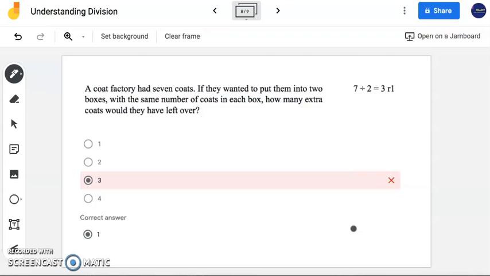Here it says a coat factory had 7 coats. If they wanted to put them into 2 boxes with the same number of coats in each box, how many extra coats would they have left over? Key word here, left over. Also, extra. Those are keywords for remainder. So yes, we did 7 divided by 2, and that gives me a quotient of 3, but my remainder is 1. So yes, you can go through the work to solve and get the quotient, but what's left over is all the question is asking us for, which is why my answer here is just my remainder of 1.